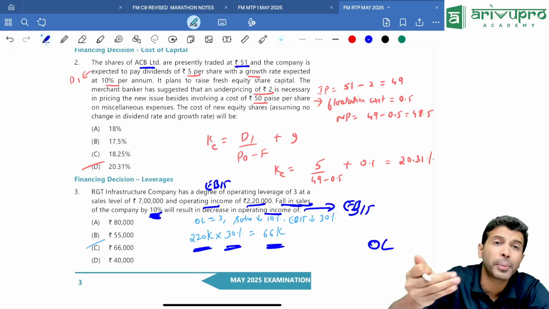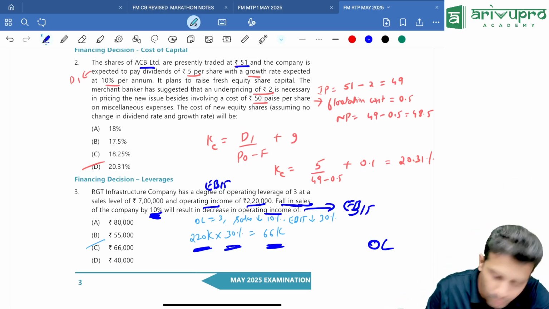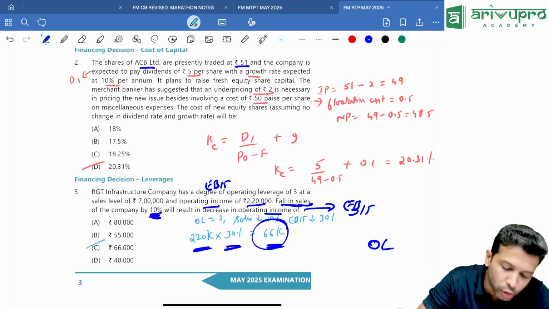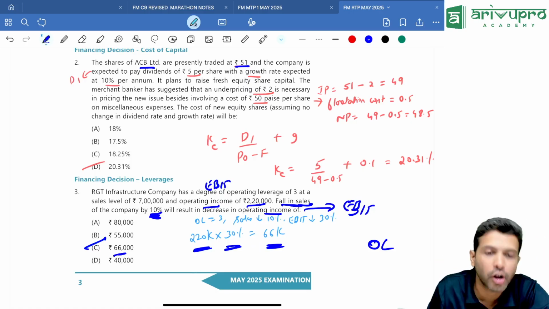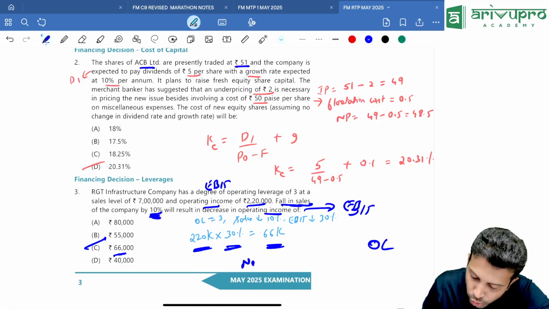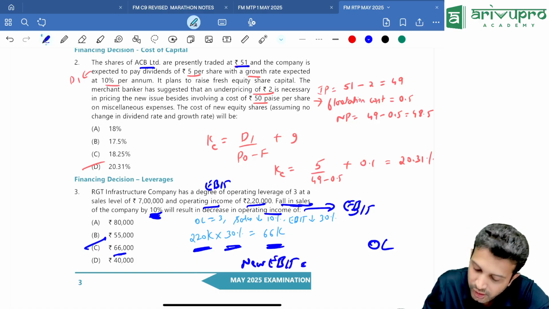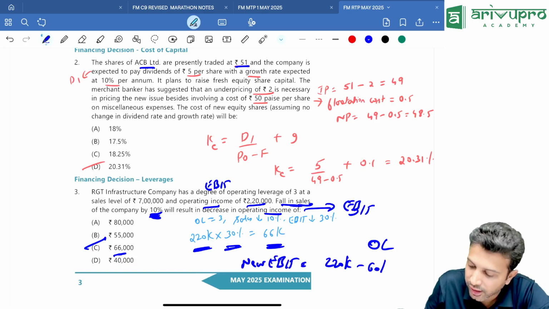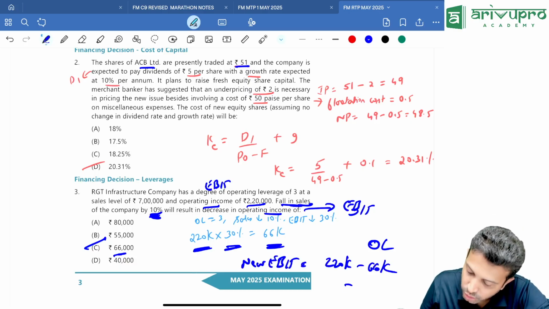They did not ask you the new operating income. They asked the impact on operating income. What will be the impact in operating income? It will reduce by 66,000. So that's the option you need to select. If they ask you the new EBIT, what will be the new EBIT? It was 2,20,000. It will reduce by 66,000 and it will become how much?